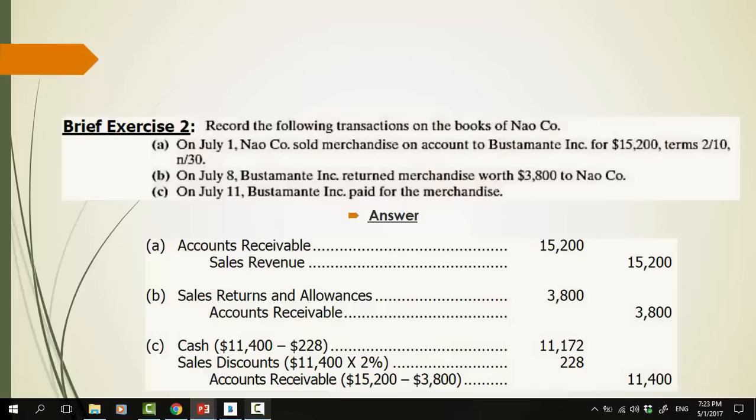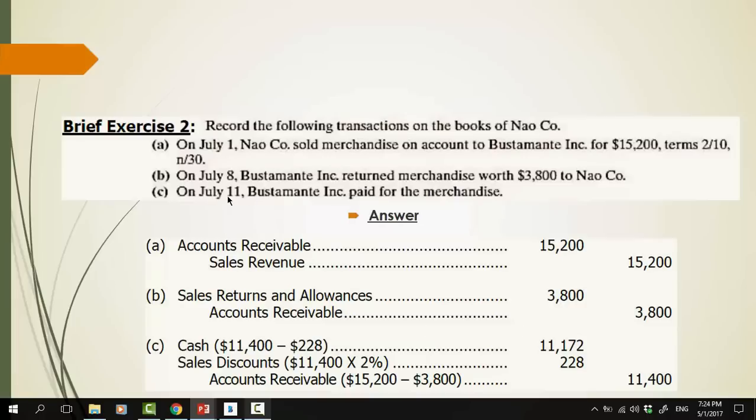Let's solve problems on the accounts receivable. I will solve the problems quickly. On July 1st, the company sold the merchandise on account for 15,200. Accounts receivable, sales. On July, the company returned merchandise with 3,800, then sales return and allowances, accounts receivable.